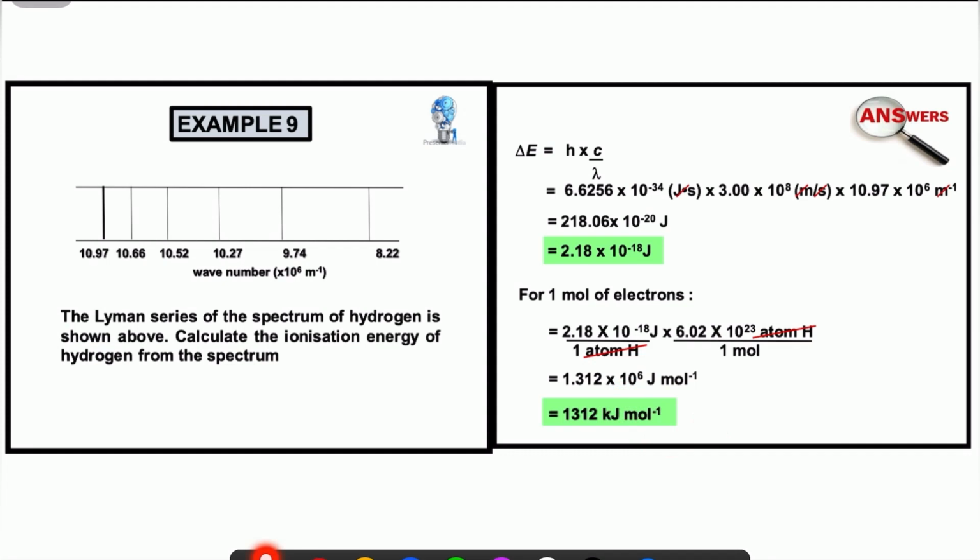This is another way to calculate the ionization energy, using the formula delta E equals hc over lambda to calculate the energy for one hydrogen atom.